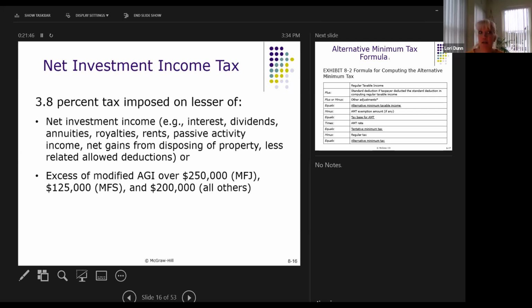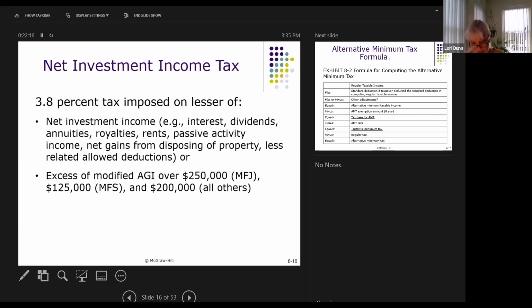And if you're like, that's another definition for modified AGI. Yep. Modified AGI does not mean the same thing for everything, so you've got to be careful of that. So we have Courtney, her modified AGI and AGI are the same. Her investment income consists of $321 of taxable interest, $700 of dividends, and $5,000 of rental income. How much net investment income tax will Courtney owe?